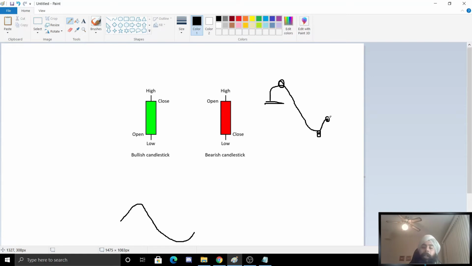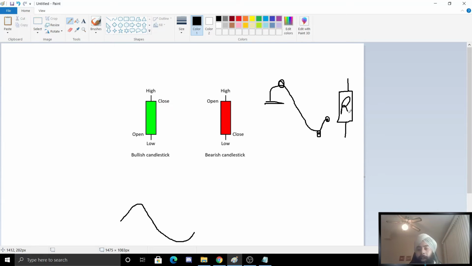So which candle is it going to be? It's going to be a red candle. Why? The stock opened up and closed low. That's why it's going to be a red candle, and the wick is going to go up and down like this. Okay, so this is going to be a red candle.